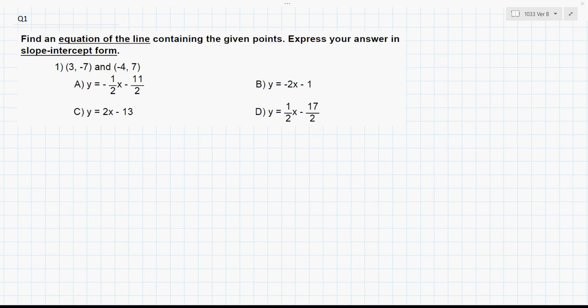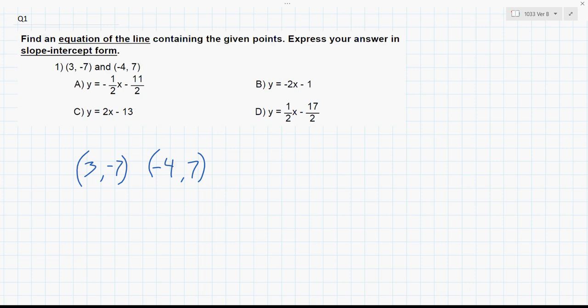Question 1. Find the equation of a line containing the given points. Express your answer in slope-intercept form. Now, the contained points are (3, -7) and (-4, 7). So these are my two point values.